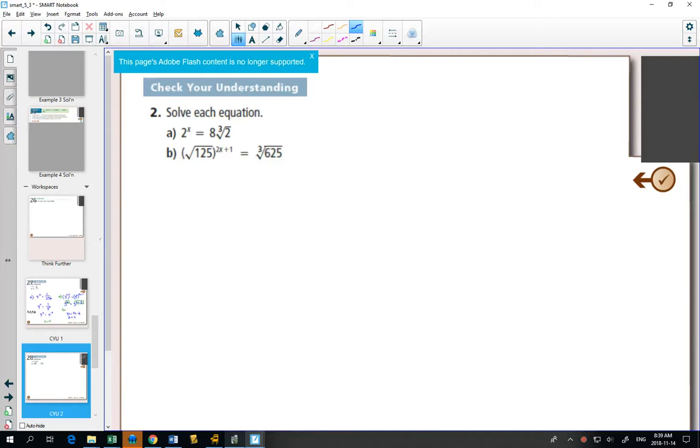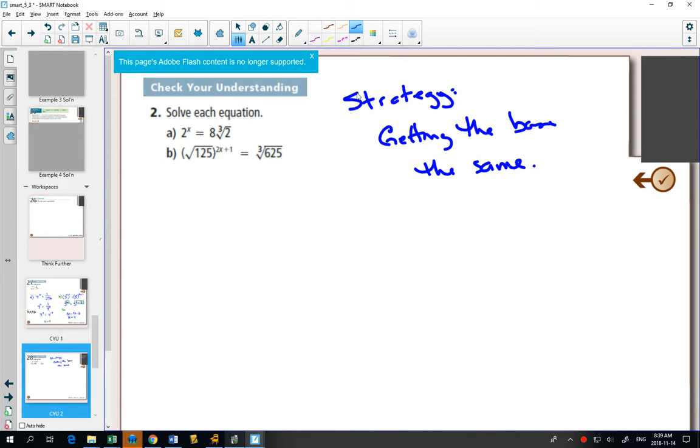Yesterday when we looked at these equations, our main strategy was getting the base the same on both sides.